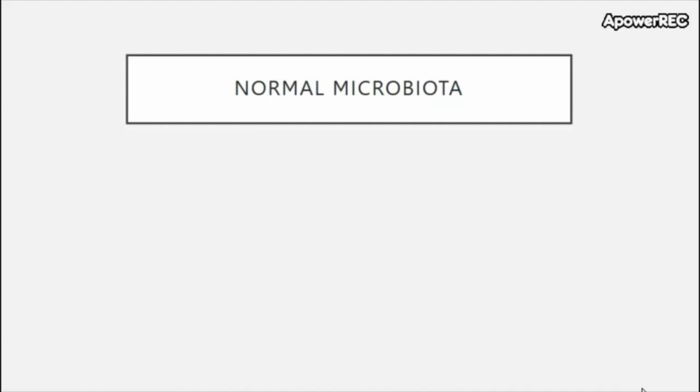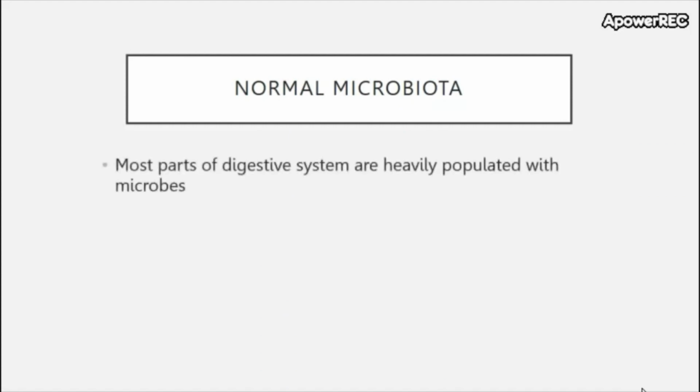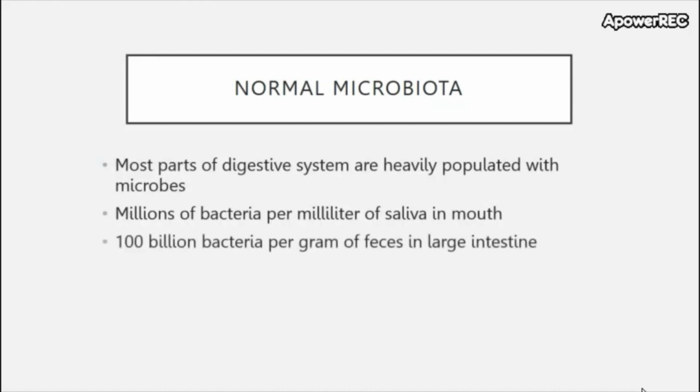With many of these systems, there exists a normal microbiota. And most parts of the digestive system are in fact heavily populated with microbes. Millions of bacteria per milliliter of saliva in your mouth exist, and about 100 billion bacteria per gram of feces in the large intestine.